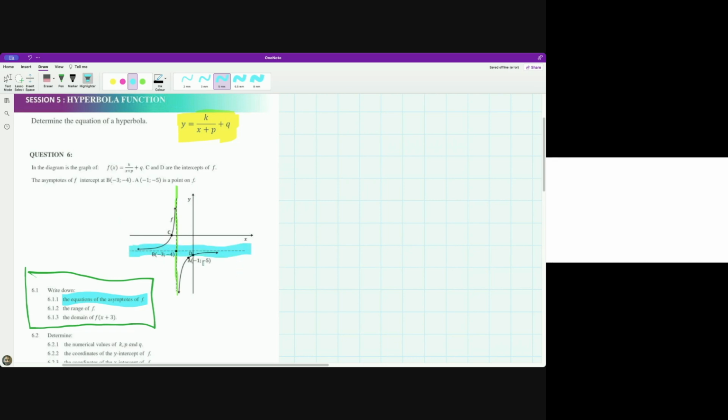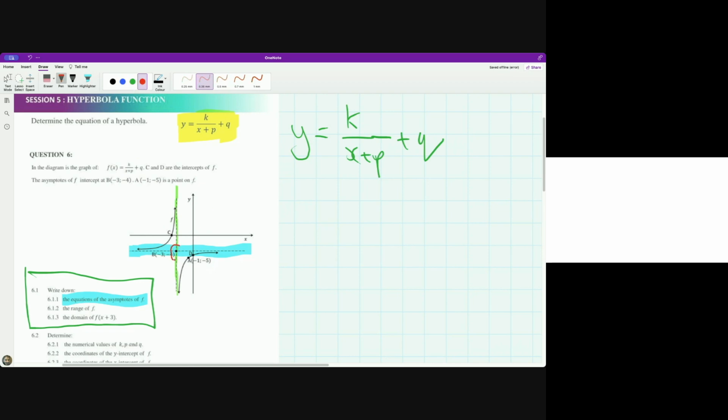Now, in order to know what these are, let's have a look. So we probably need to work out what is the equation. Does it tell us any other information here? So it says C and D are the intercepts. Okay, so we know we've kind of got this thing that we need to work out: x plus p plus q. We've got 2 points.